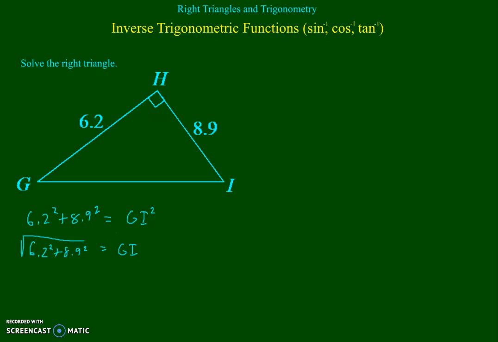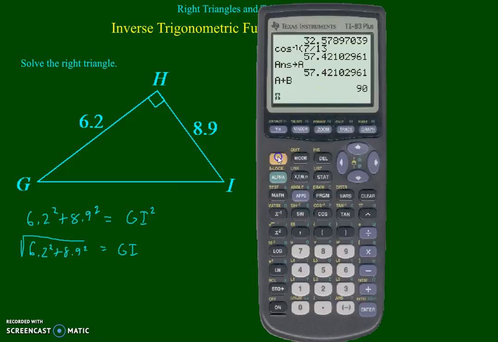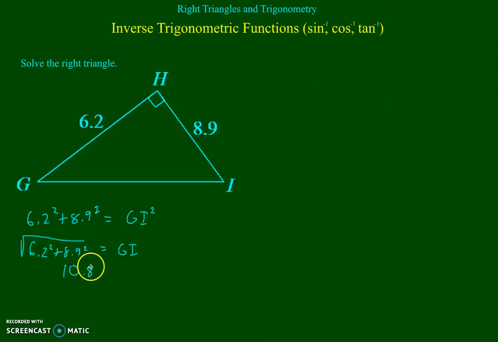And we put that in our calculator. Let's move the calculator over here. Square root of 6.2 squared plus 8.9 squared. And that's going to give us 10.8. So GI is approximately equal to 10.8. Now let's go ahead and find the angles. I'm just going to start with G. You can start with anything you want.